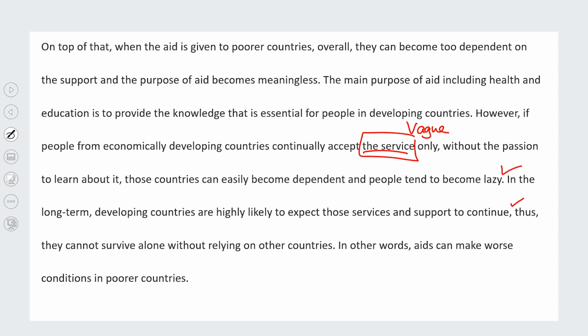In other words, AIDS can make worse conditions in poorer countries. So in other words, this sentence is kind of mixed up. The use of words. So in other words, aid, this should be singular, it's not plural. In other words, aid can make conditions in poorer countries worse. Worse should go at the end of the sentence here.